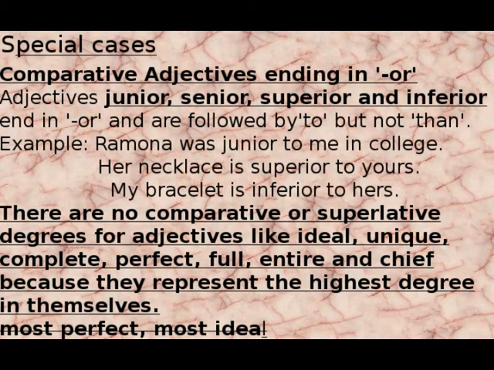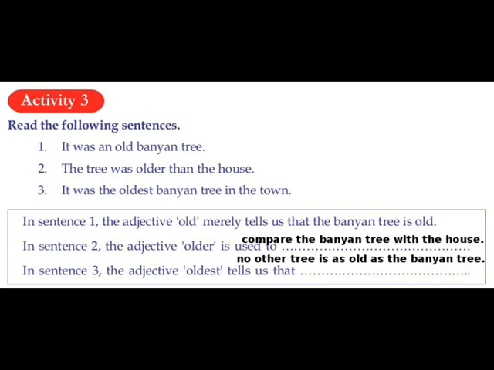Another special case is this. There are no comparative or superlative degrees for adjectives like ideal, unique, complete, perfect, full, entire, chief, etc. What could be the reason? They represent the highest degree in themselves. They are the superlative degrees. So there are no comparative and superlative degrees for such words. So this also should be kept in mind.